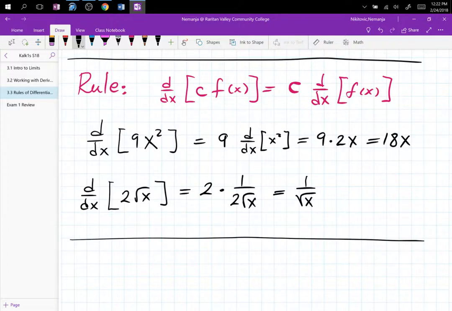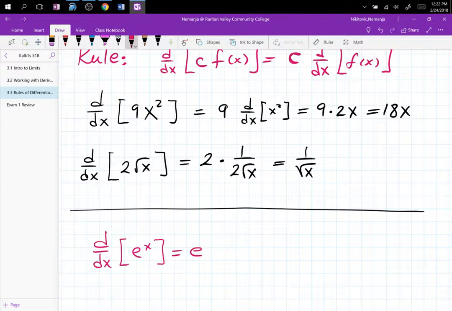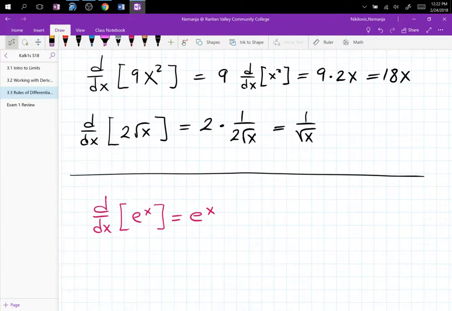So one more rule, and that's it. And this rule says the derivative of e to the x is itself, e to the x. And something they ask you to memorize for now, but it will be worked out later in this course. The derivative of e to the ax is a e to the ax.